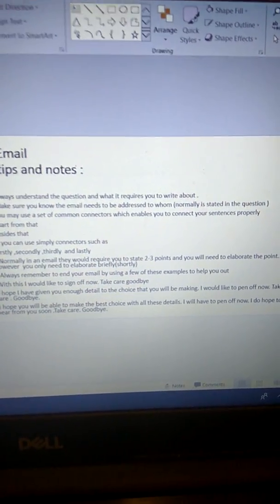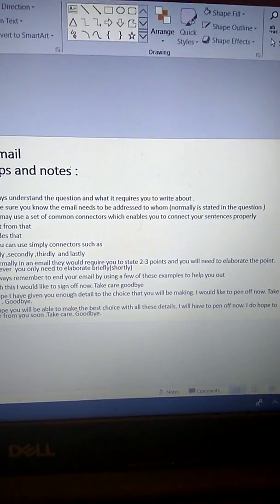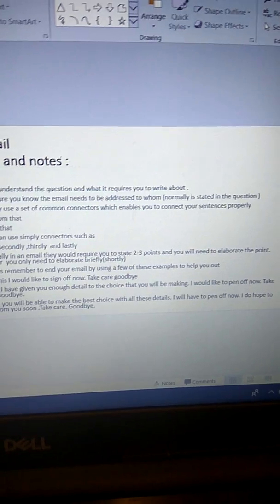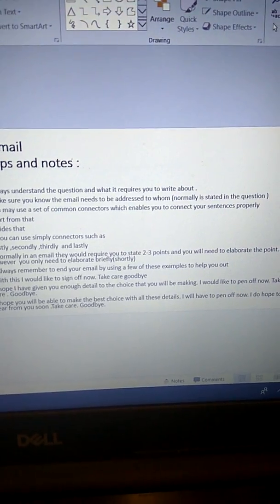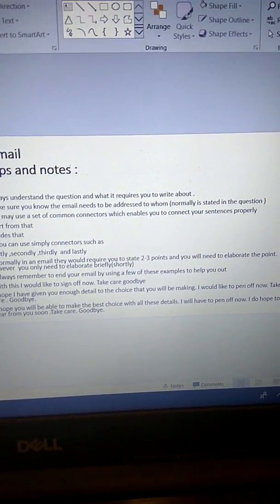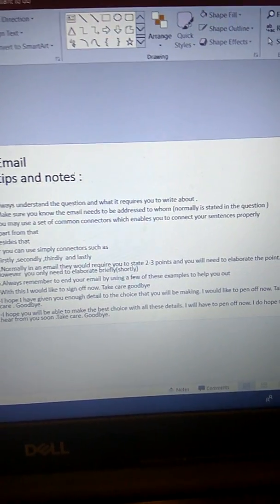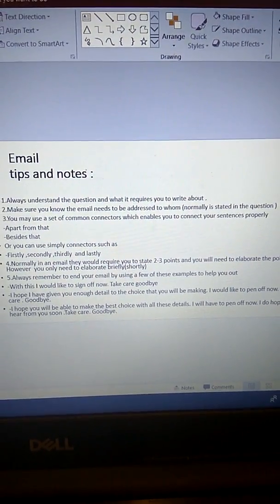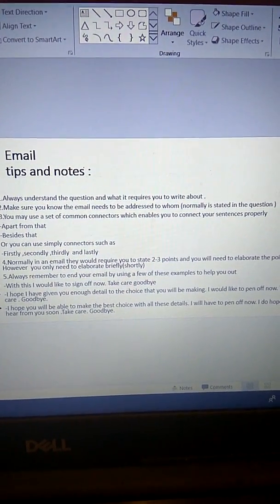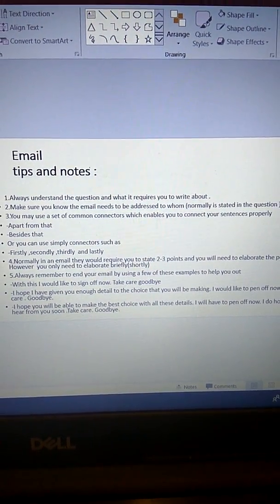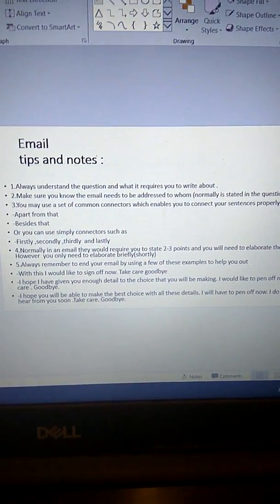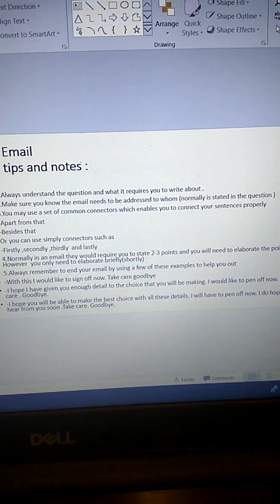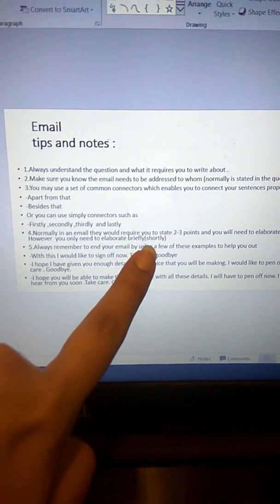Now the next one would be, normally in an email they would require you to state 2 or 3 points, and you will need to elaborate the point. Now what is the meaning of elaboration and how should you elaborate? Normally for elaboration we do not need to elaborate very long, because an email consists of 30 to 50 words only. You do not need to elaborate it with examples, with such long winding words. You don't really need to do this. So later on in the question I will give you an example of what is the meaning of elaboration. So remember, only elaborate briefly.